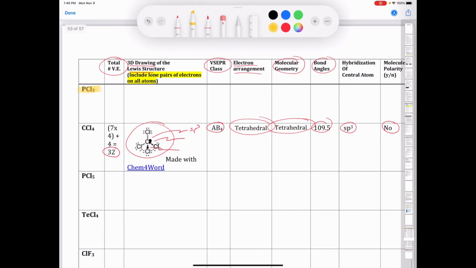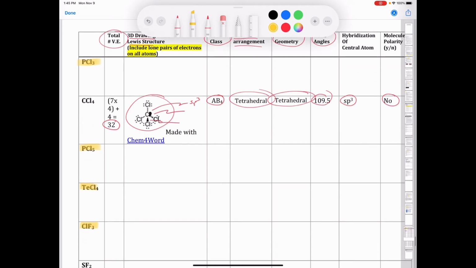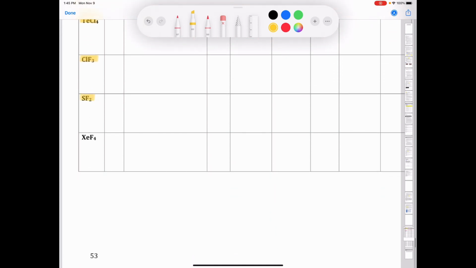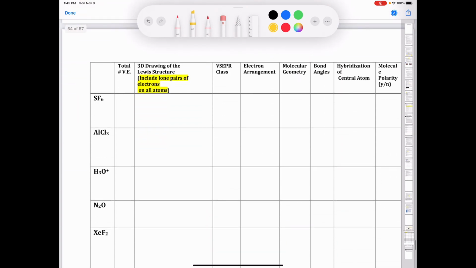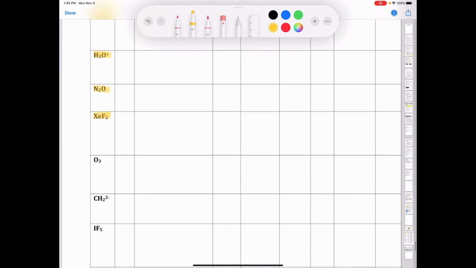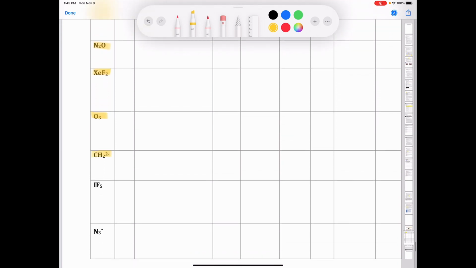And so you're going to fill all of these out for each one of the molecules in the table. So PCl3, PCl5, tellurium tetrachloride, ClF3, sulfur difluoride, xenon tetrafluoride, what else? Sulfur hexafluoride, aluminum chloride, hydronium, dinitrogen monoxide, xenon difluoride, ozone, CH2 2-, IF5, and azide, N3-.